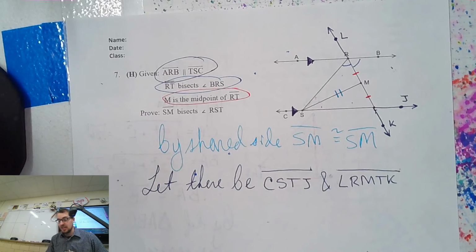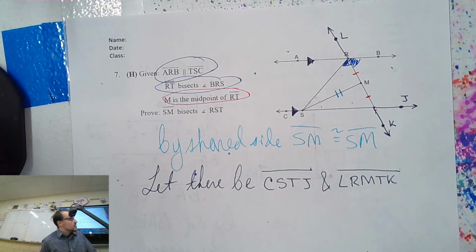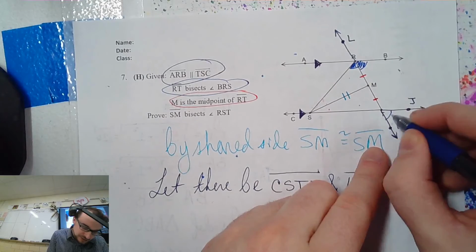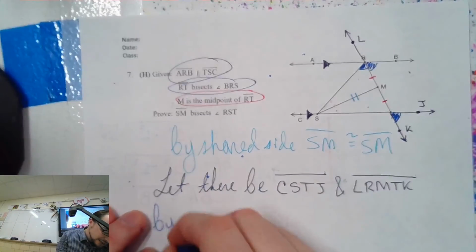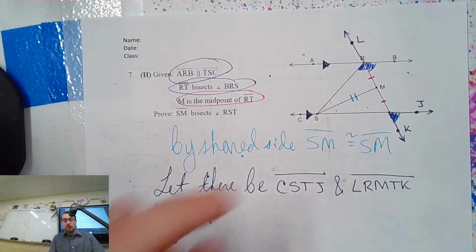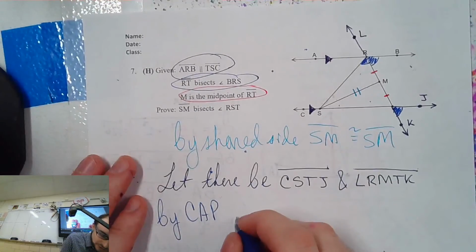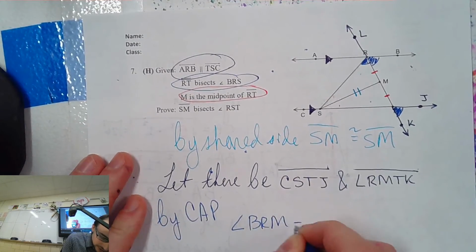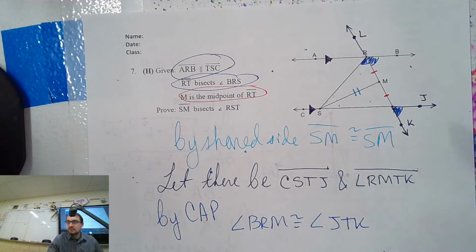So now that we've extended those lines, which is something we did last year, right? But we never really wrote it out. Now what we can say is these angles here and here, this blue angle and this blue angle, right? This blue angle right here is the same as this blue angle down here. How do I know that these two blue angles are the same? CAP, exactly. So by corresponding angles postulate, which says if the lines are parallel, which they are, right? Then those two angles must be the same. They're corresponding. So we're going to say angle BRM is congruent to angle JT. That's a T there. Okay. T's right here. Okay.